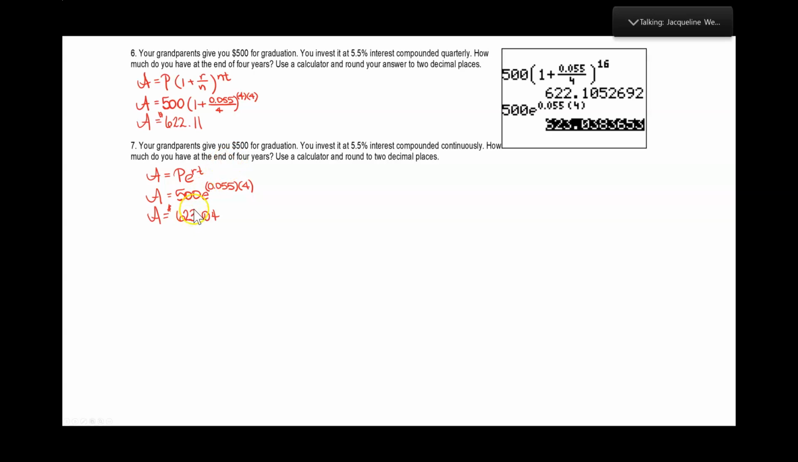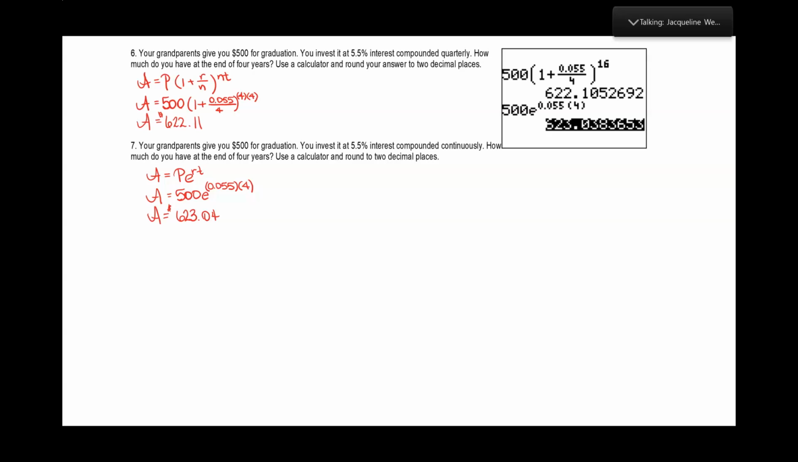So we use the same 500 for principal, we use the same 0.055 for the rate, and we use the same 4 for the time. And then again, plugging that into our calculator over here, the 500e to the 0.055 times 4. So again, give me your setup so that I can see if you missed something on that so that I can give you partial credit. All right? Questions about anything on that first page?